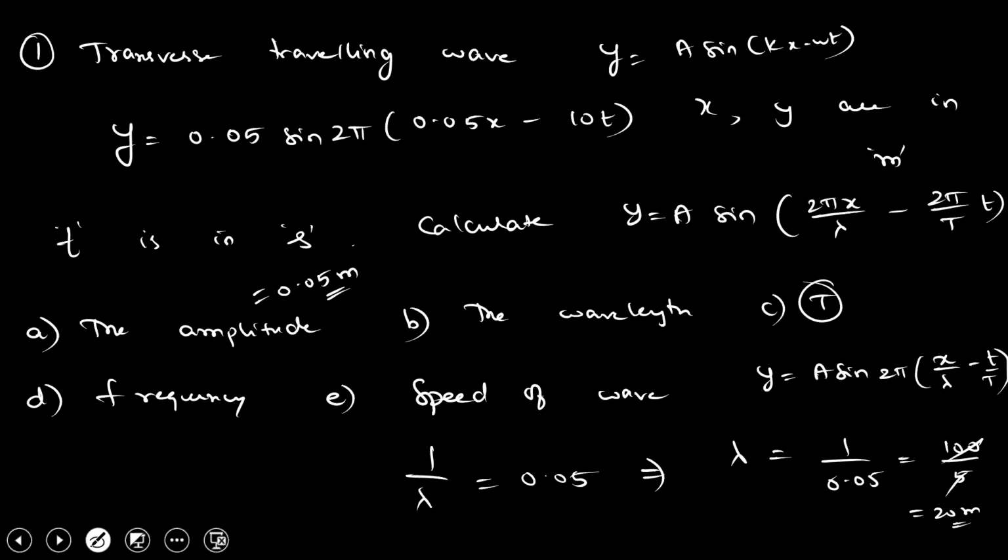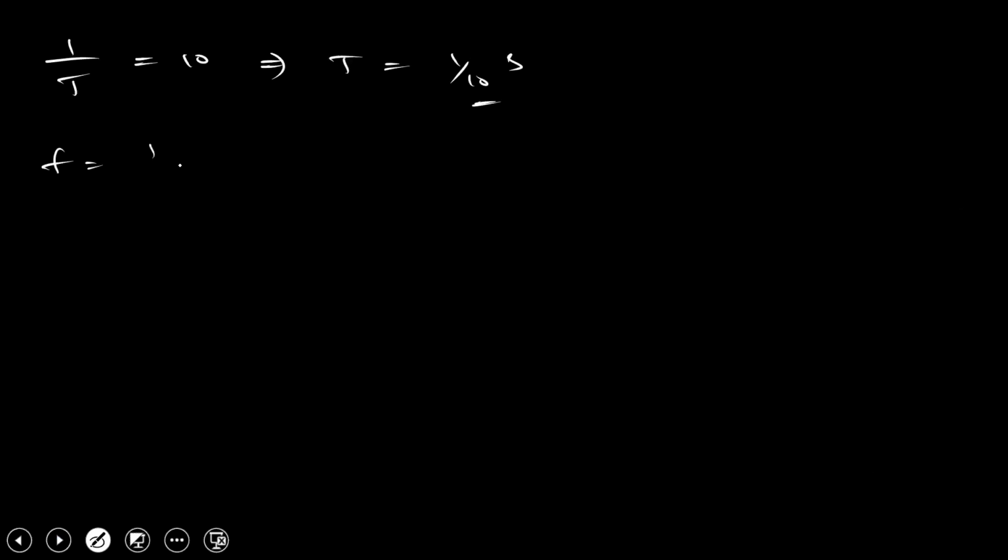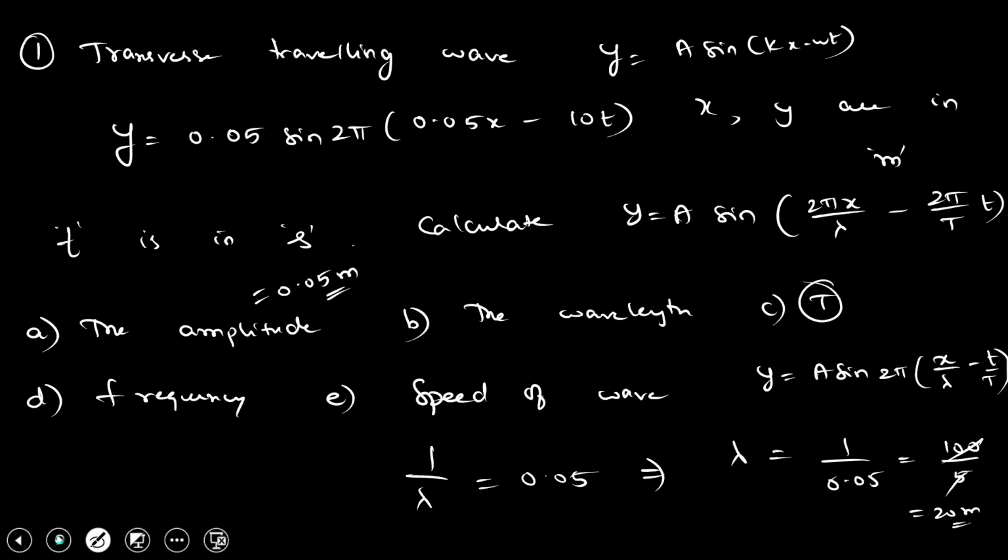Similarly, they are asking the frequency. So frequency is equal to 1 by time period. Frequency is actually going to be 10 hertz. Right? Then what is the last value? Speed of wave.